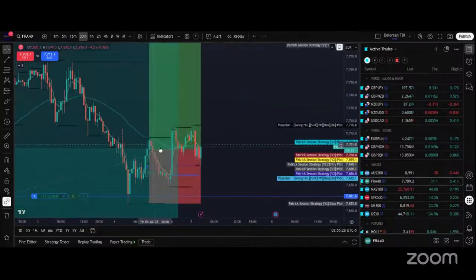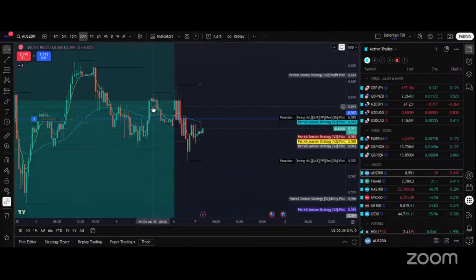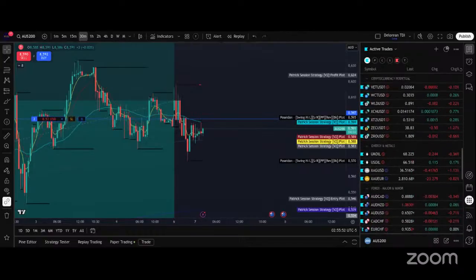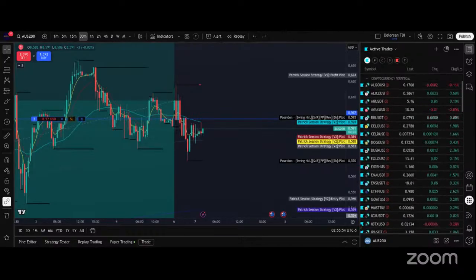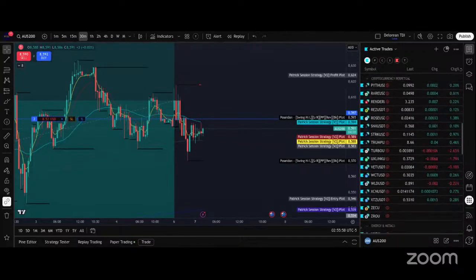We're in profit on France 40. It just called out another 30-minute confirmation on the buy side. So that is good for us in our trade. And we're in profit on the Australian 200. I don't see anything else that hit take profit. So the rest of this is kind of waiting for us.